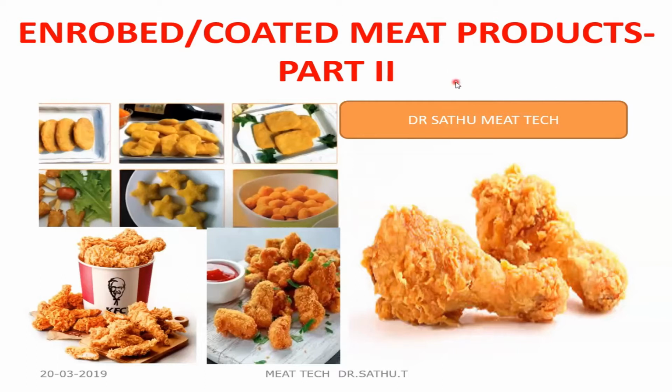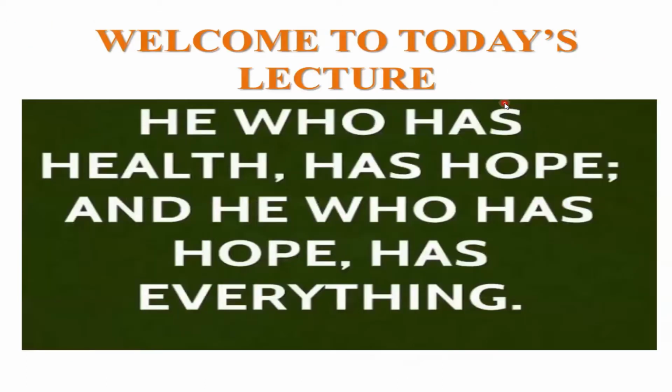So in the last lecture, we have seen about the different materials that are used for enrobing: pre-dusting, then batter, then breading. So we have seen different types of additions like cohesions and additions, batter, tempura batter. So in this lecture, I'll be talking about the various steps in the production of the enrobed meat products. So I welcome you all once again to this lecture.